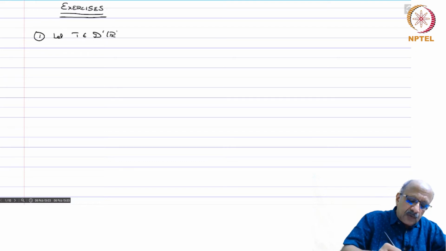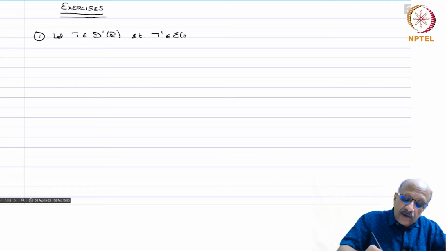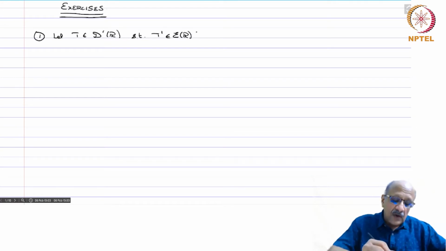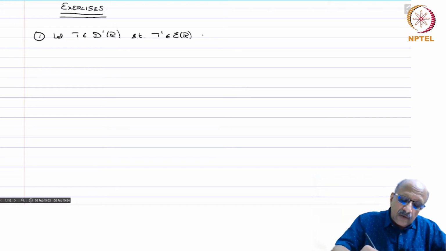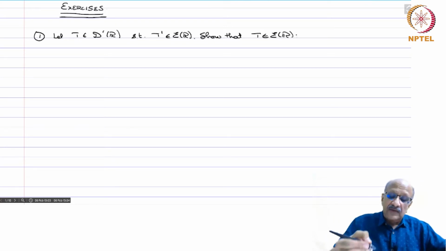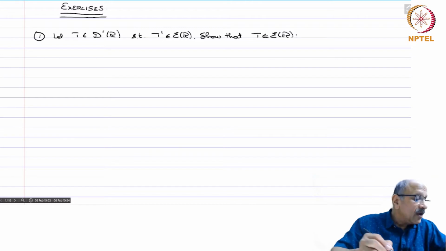So, T is a distribution defined on R such that T dash belongs to E of R. Recall E means C infinity functions. So, the distribution derivative of T is given by a C infinity function. Okay. So, show that T itself belongs to E of R. So, that means T is generated by a C infinity function.